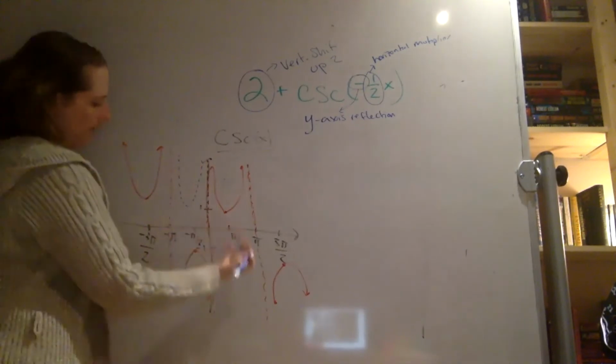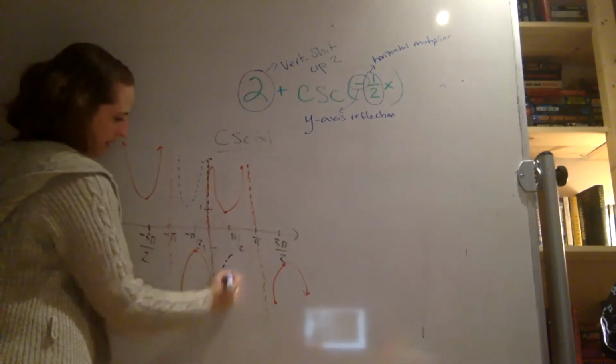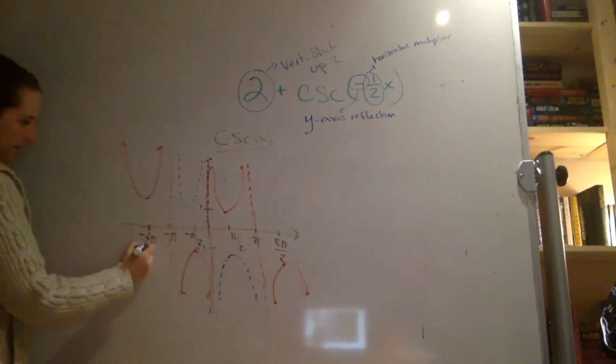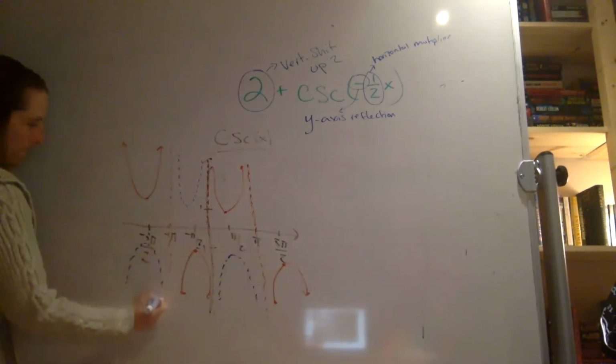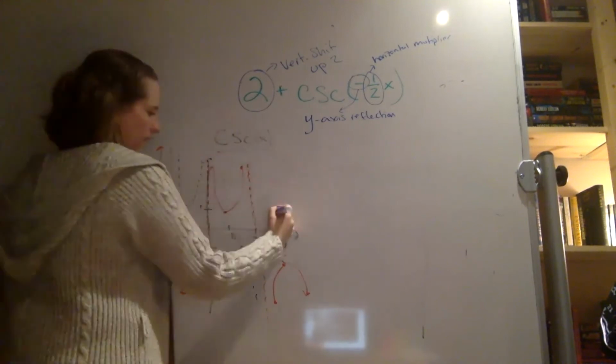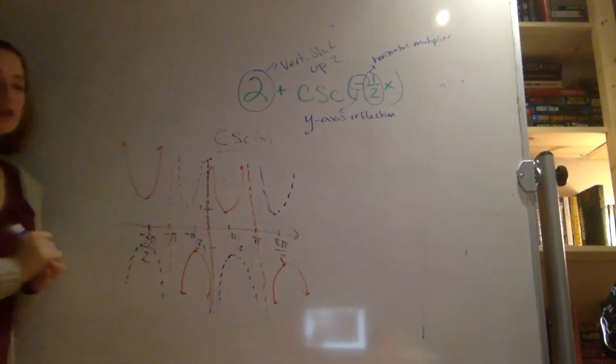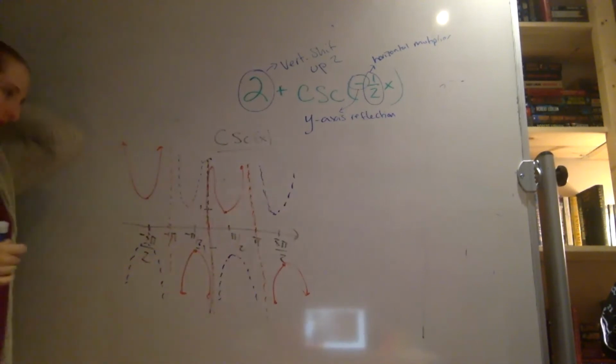This piece of our graph is going to flip over to here. Okay, this piece is going to flip all the way over to here. And this piece is going to flip way over here. So those dotted blue lines are going to be our y-axis reflection.